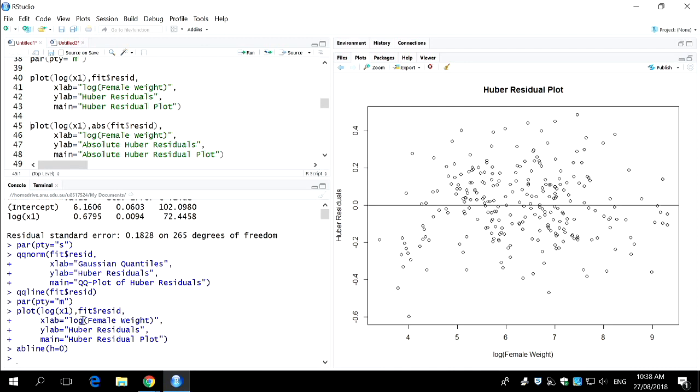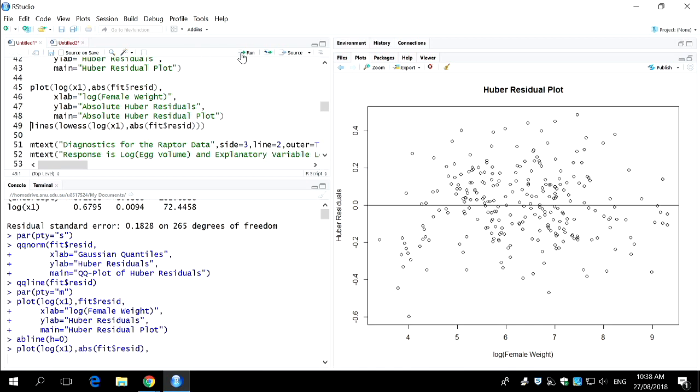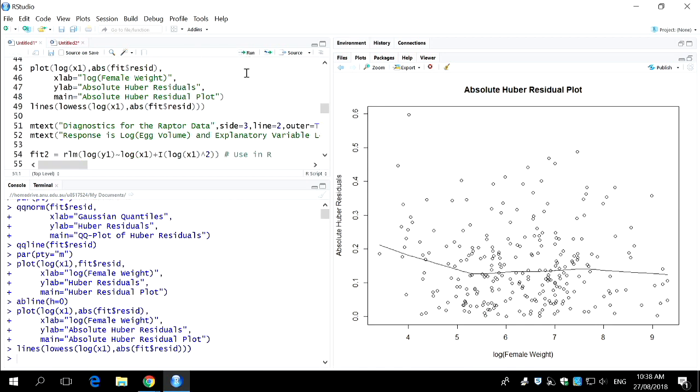I think that helps. Okay, here's my absolute residual plot. Let's do that one. And there's a lowess curve running through it. Again, just that suggestion that it's a bit high here, but then it flattens out. Okay, I think, again, this is an edge effect, nothing too much to worry about. So we'd probably say your assumptions there are okay.